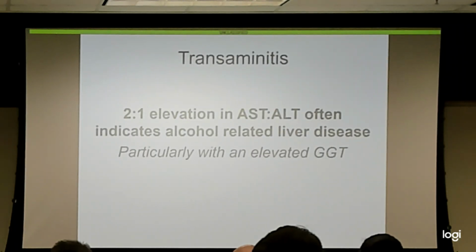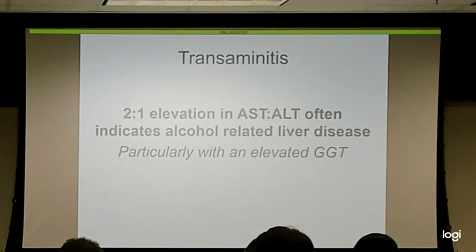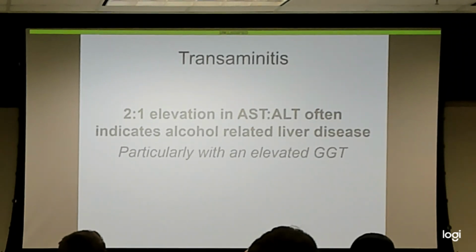A 2 to 1 elevation of AST to ALT indicates alcohol-related liver disease, particularly with an elevated GGT. So you have an acute hepatocellular injury; it may start affecting that bilirubin conduction through the hepatocytes. So in the military, what's the most commonly abused drug? Alcohol. And I'm going to tell you, acute liver injury that goes into liver failure is ugly. That's one of the ugliest ways of a slow death.